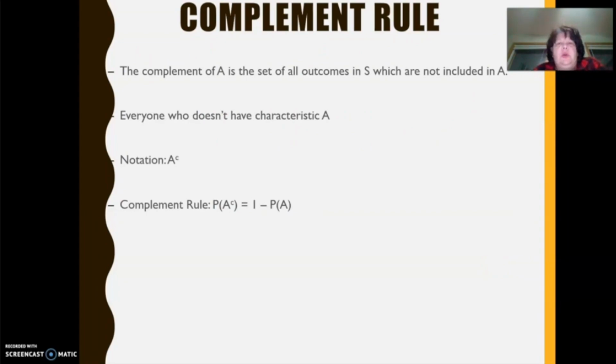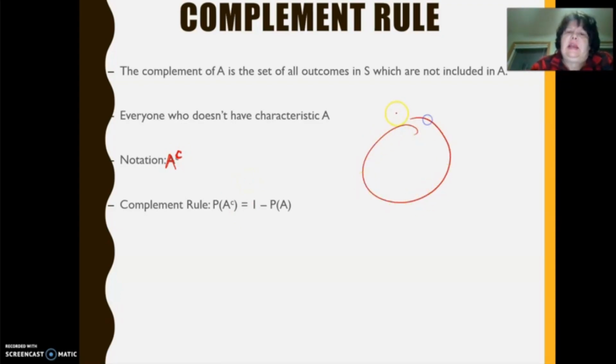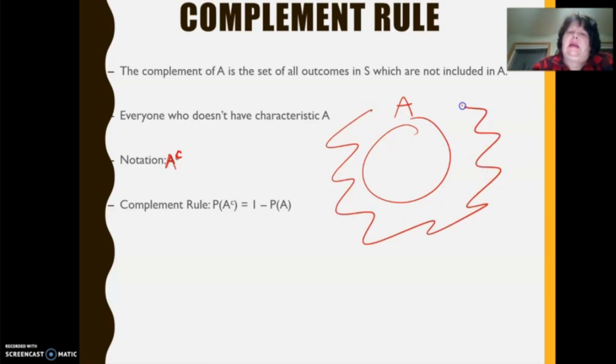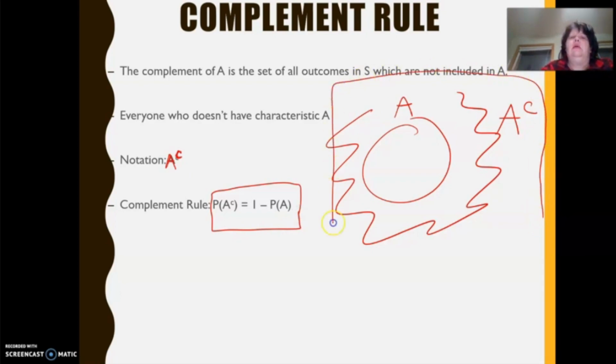The complement rule is the last rule we have. It's one that you've probably heard of before. The complement of A is denoted with A with a little c as a superscript. And it means everything that is not in A. So if this is set A, then everything out here is A complement. And the complement rule says that P of A complement is 1 minus P of A. So the total probability is 1. You're either in A or you're not in A. So that's why they total to 1, and then you can subtract P of A from each side to get this equation.